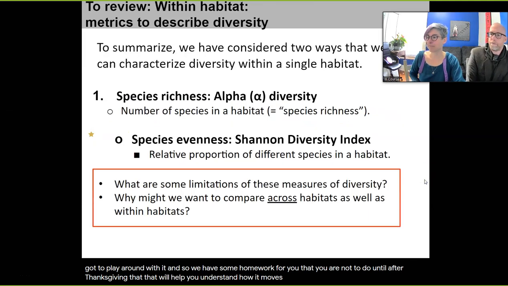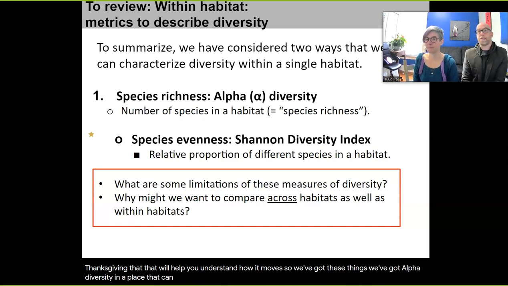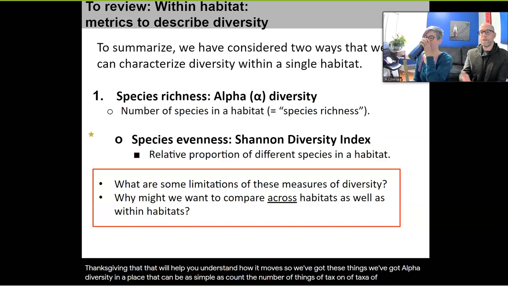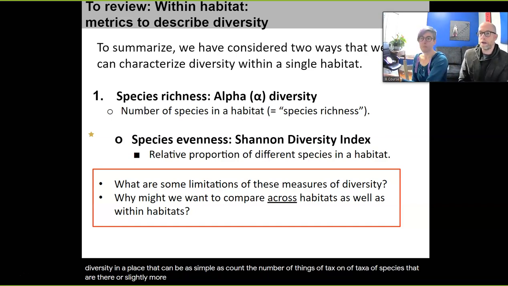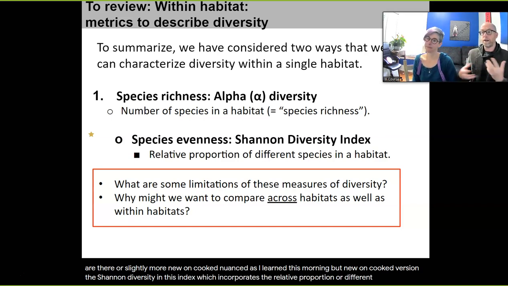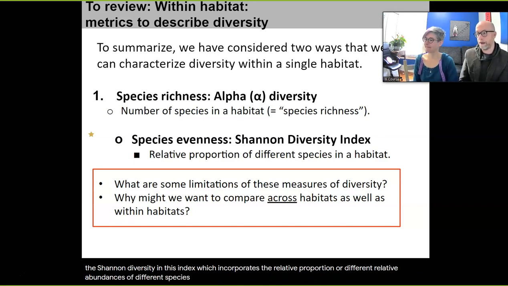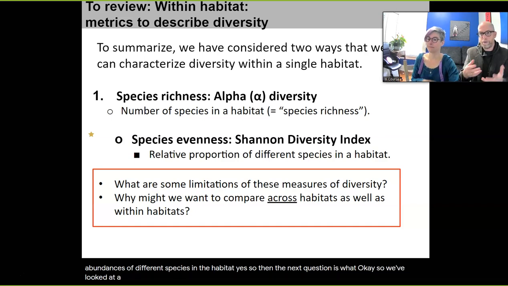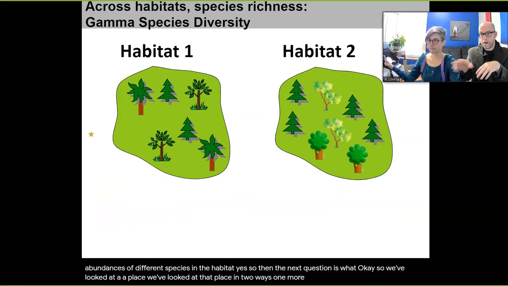Okay. So we've got these things. We've got alpha diversity in a place that can be as simple as count the number of taxa, of species that are there, or the slightly more nuanced version, the Shannon diversity index, which incorporates the relative proportion or different relative abundances of different species in the habitat. Yes. So then the next question is, so we've looked at a place, we've looked at that place in two ways, one more nuanced than the other.